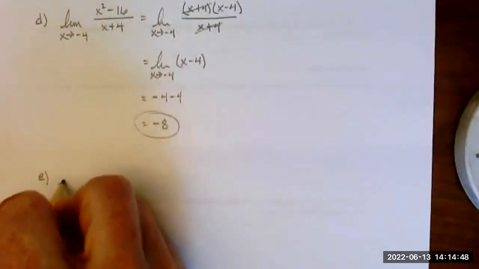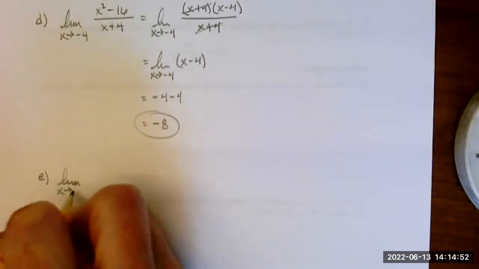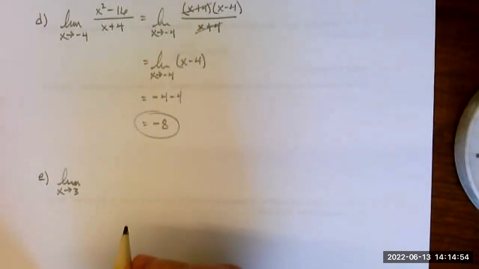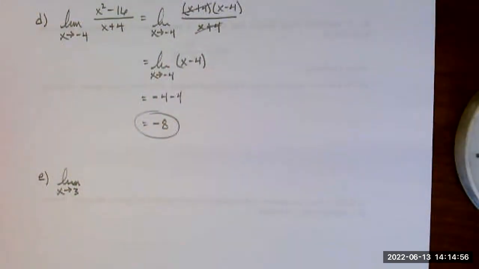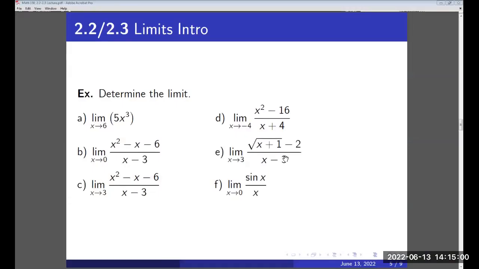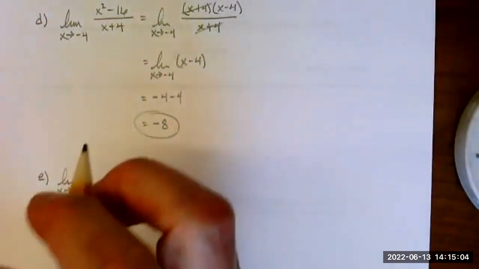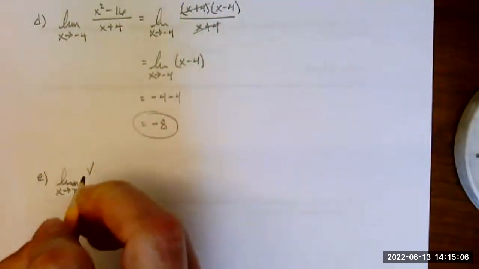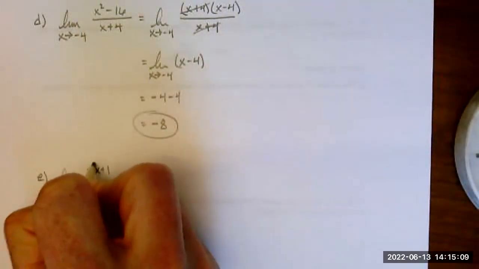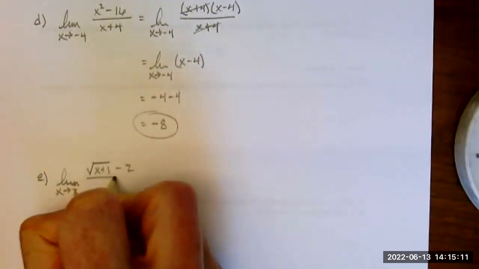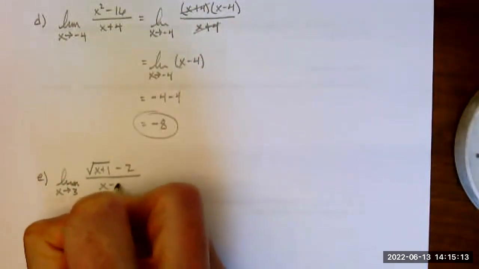Part E. Now we're going to step it up. The limit as x approaches, was it 3? Am I looking at the right thing? Yeah, okay, great. The limit as x approaches 3 of the square root of x plus 1 minus 2, over x minus 3.